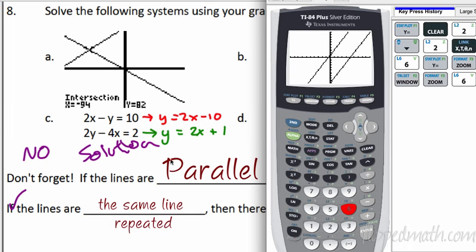But this is all for naught because the two lines are parallel and they are not on top of each other, so we say there is no solution. So that is part C. Let's go to the next part, D.